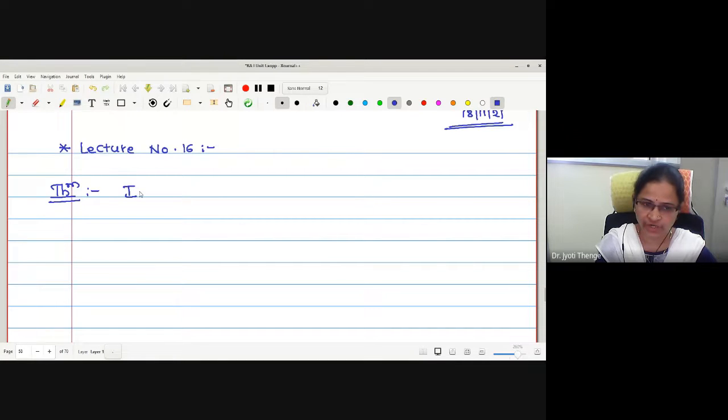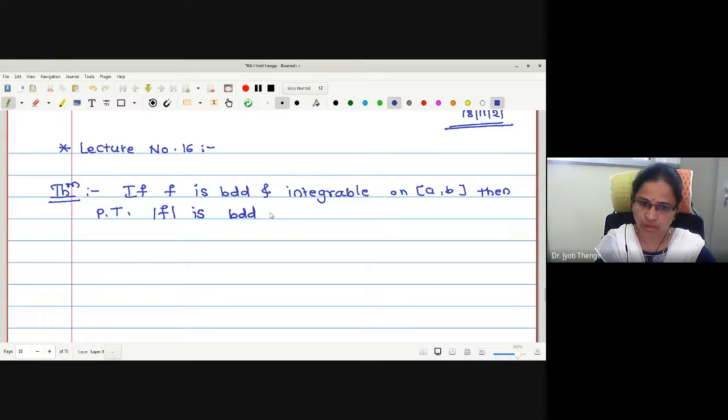If f is bounded and integrable on closed interval a to b, then prove that mod f is also bounded and integrable. Mod f is bounded and integrable on closed interval ab. Moreover, it is asked us to prove about the integration values.